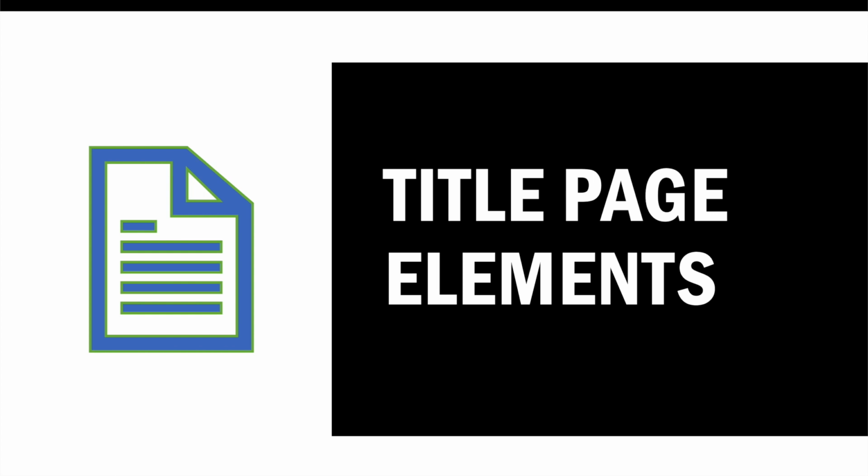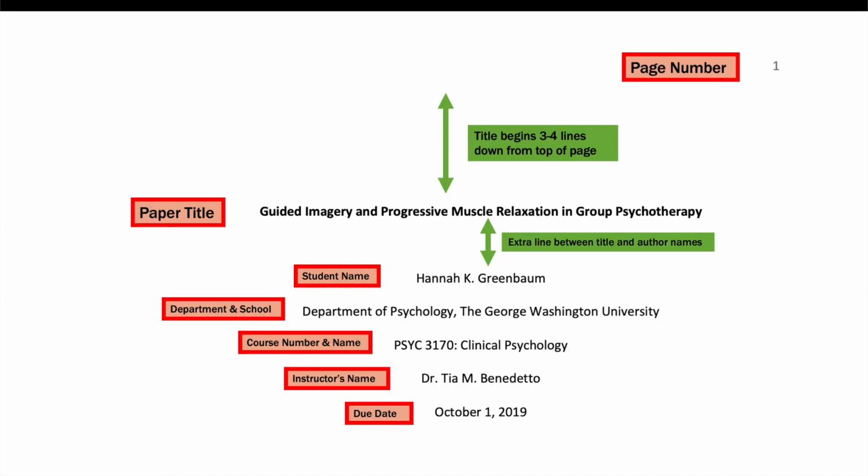Let's go over title page elements. Earlier, you were able to see the sample student paper that you're able to download on the Broward College Library's APA Style Guide. This is a breakdown of the different elements that are on the paper in case you need to create your own title page.